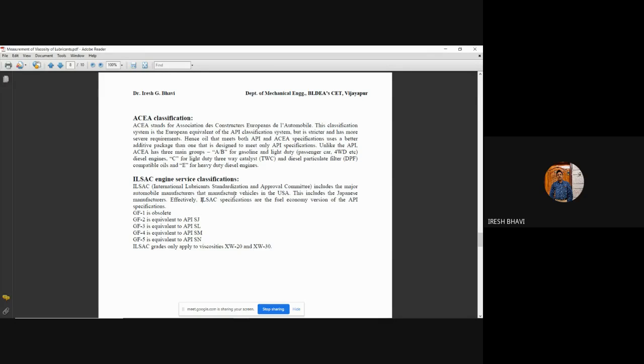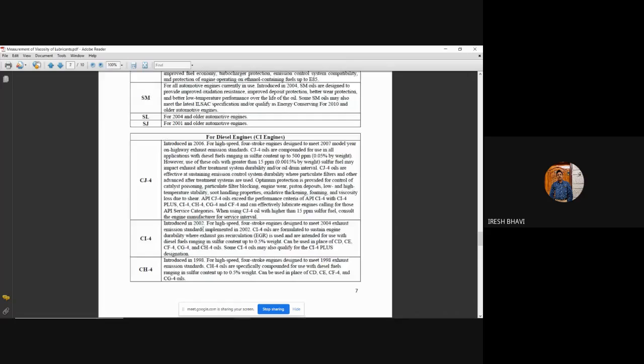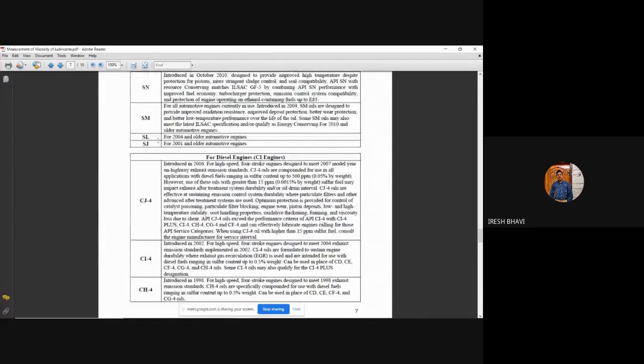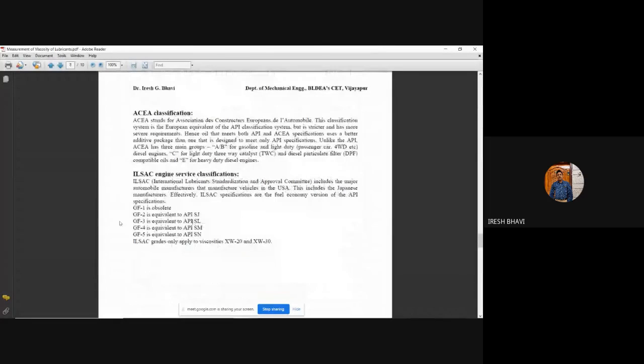ILSAC is the fuel economy version of the API specification. They are graded like this: GF1, GF2, GF3, GF4, GF5. GF1 is no longer used nowadays; it is obsolete. Whereas GF2 is equivalent to SJ of API, and GF3 is equivalent to the SL rating of API. See here, SL, SJ, SM are there for API. So the equivalent lubricating oils in terms of ILSAC are GF2, GF3, GF4 and GF5.